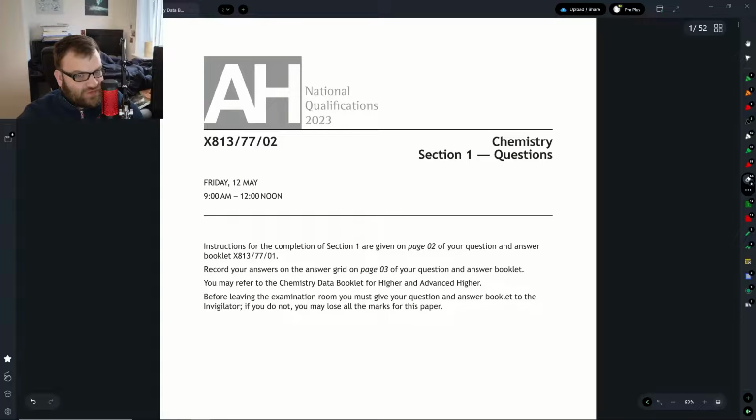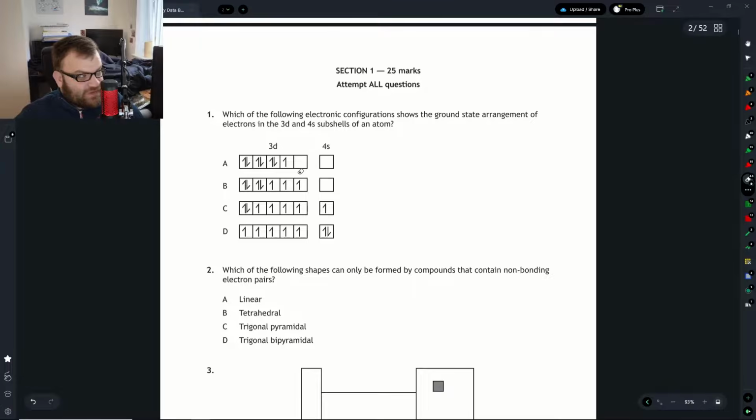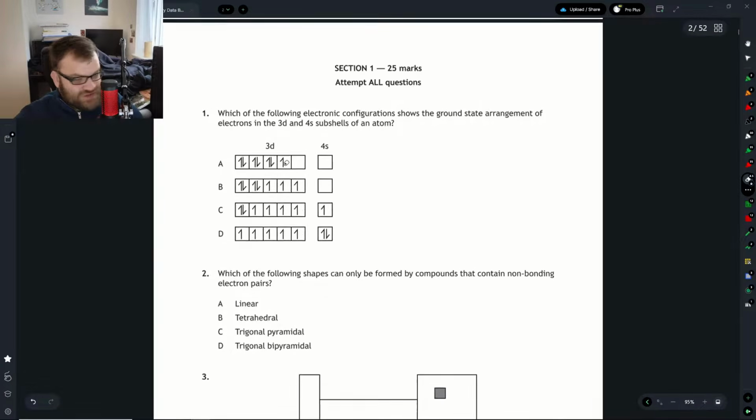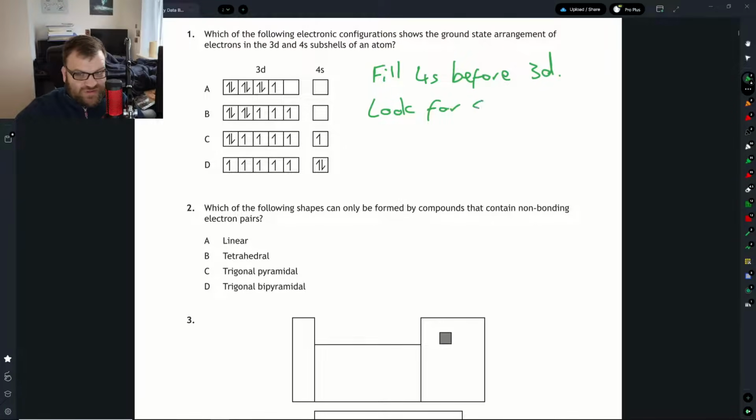In this video, I'll talk through the 2023 Advanced Higher Chemistry paper and explain how I would approach each question, starting with the multiple choice question number 1. We're asked here about the ground state arrangement of electrons. Two things to consider. First, we fill 4s before 3d, and also look for special stability.